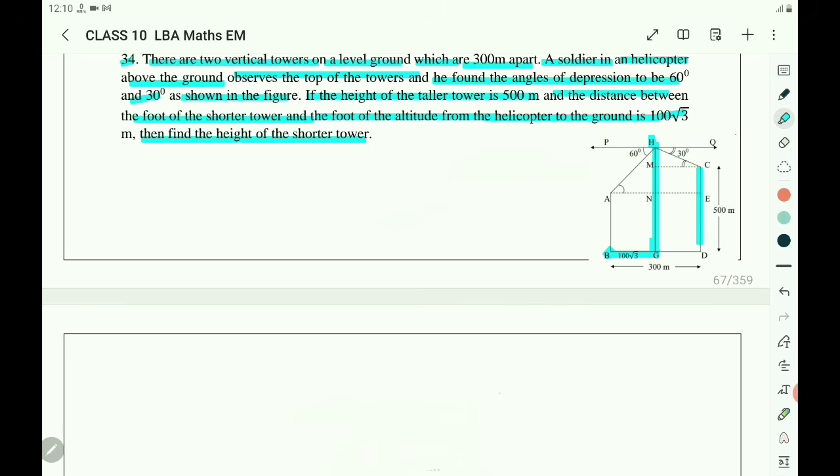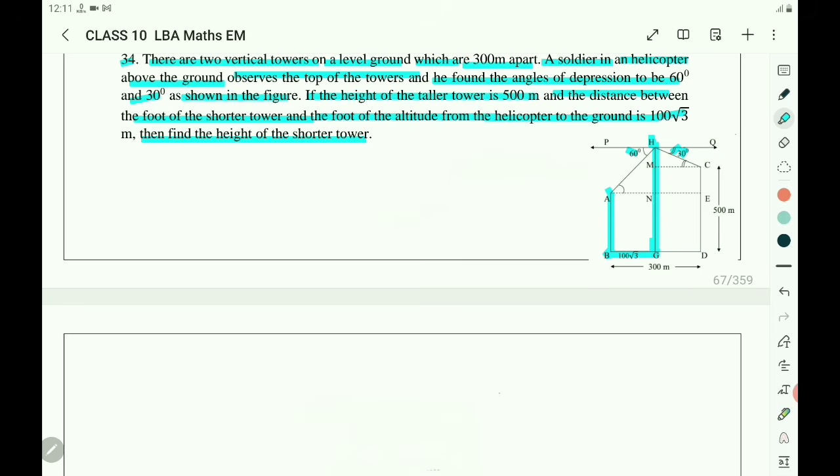CD is the another vertical pole whose height is 500 meter, and the angle of depression of the top of the tower AB is 60 degree. That is, the line of sight is HA, and HP is the horizontal level. Angle between HA and HP is 60 degree, and the angle of depression of the top of the tower CD is 30 degree. Here the line of sight is HC, and HQ is the horizontal level. The angle between HQ and HC is 30 degree.